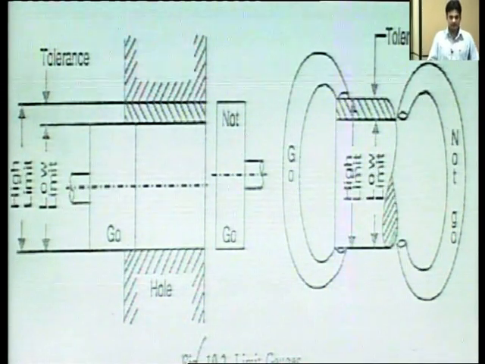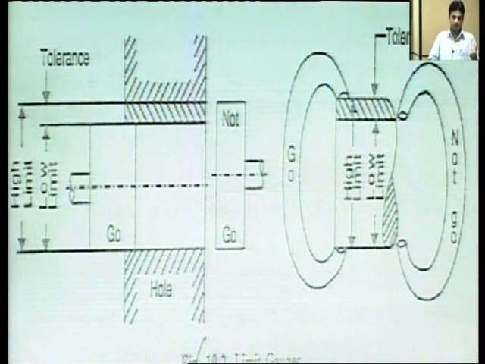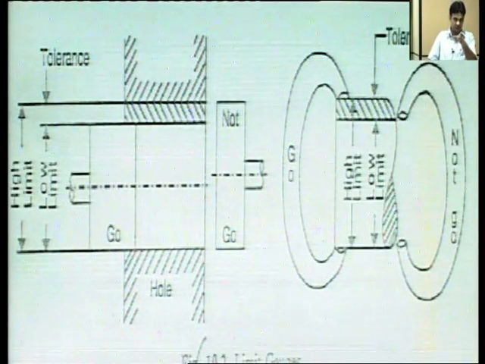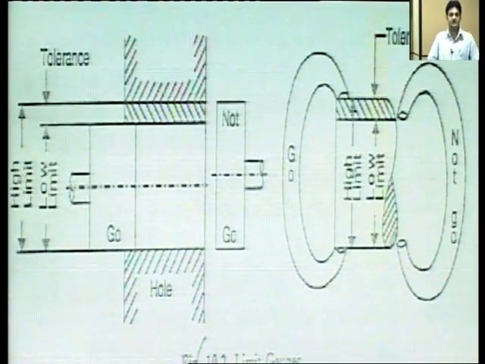This is the diagram showing the limit gauges. On the left hand side, it is a plug gauge for checking the holes. So, you can see that between the high limit and low limit there is a tolerance. So, the go gauge should pass through the low limit, and the not go gauge should be in the high limit range.